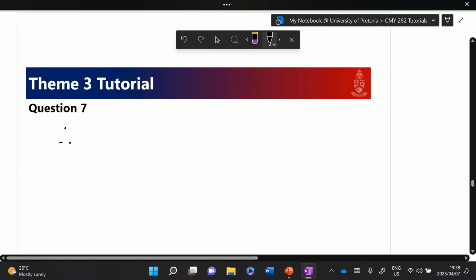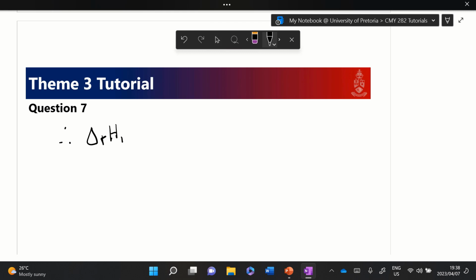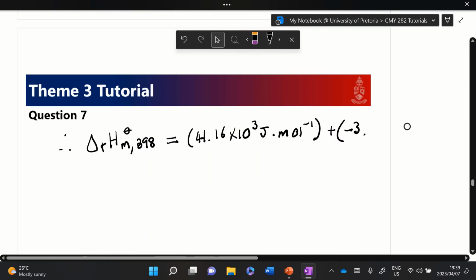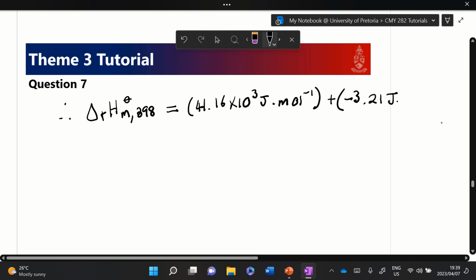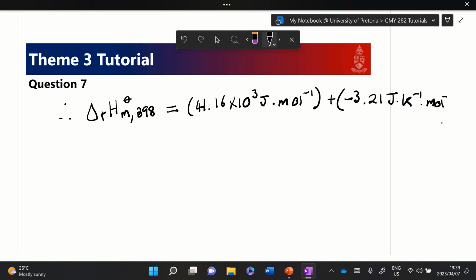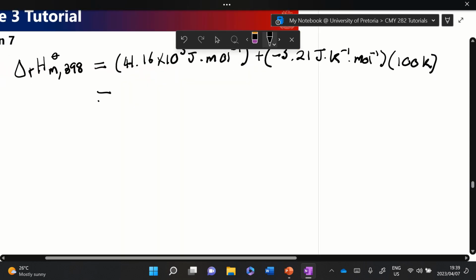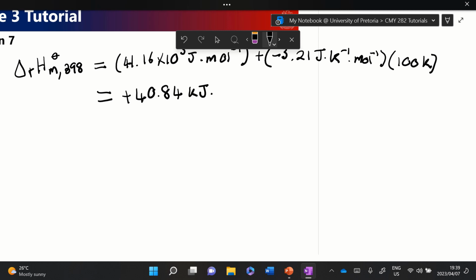So in other words, you can just plug it in. ΔᵣHm at 398 is equal to 41.16 times 10 to the power 3 joule per mole, because we have some values that aren't in kilojoule per mole, plus a minus 3.21 joule per Kelvin per mole times 100 Kelvin, because that's ΔT, which then gives us 40.84 kilojoule per mole.